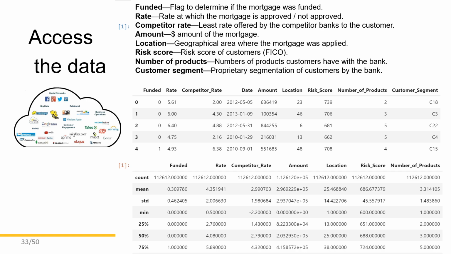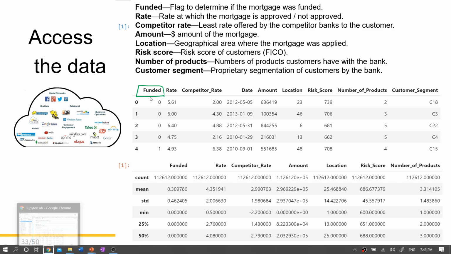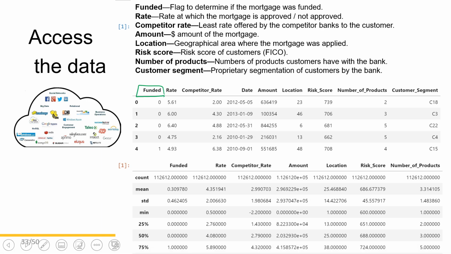So in this example, this is the example data that, for example, a bank provided to us. This is about the previous applications and whether those applications were funded by the bank or not for different reasons. Whether the customer ended up taking that loan or mortgage, or the bank was ready to do that, or similar things. So funded means that the application is funded or not.